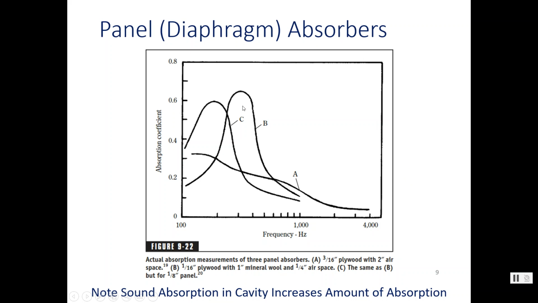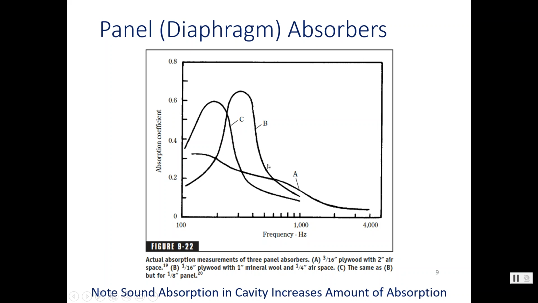This figure plots actual data for panel absorbers. So we have 3 different types here. B and C are pretty similar. A is different. A does not have absorption. It's 3/16 inch plywood with a 2 inch airspace behind, not filled with anything. The other 2, you just have a difference in thickness. B is 1/16 inch and C is 1/8 inch panel. And then behind both of those, you have 1 inch mineral wool and a 1/4 inch airspace. So you have the panel, 1/4 inch airspace, 1 inch mineral wool.